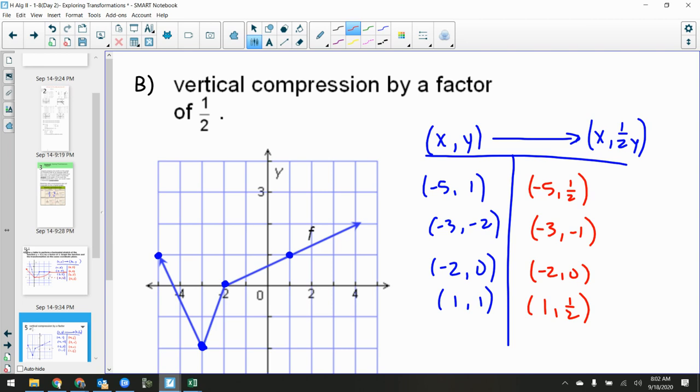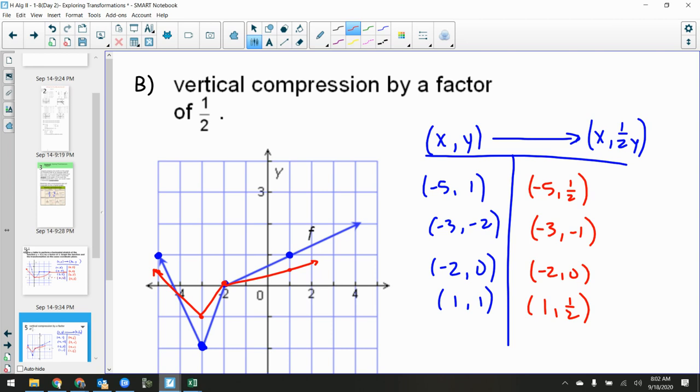Now again, you should try to visualize what's going to happen before you regraph it. It's always a good idea to try to think about, okay, what should happen? Vertical compression down toward the x-axis, right? Okay, so let's see if that actually worked. -5 comma 1/2, -3 comma -1, -2 comma 0, 1 comma 1/2. Okay, line in here, here, here. There we go. Did it actually vertically compress? Yeah, in my mind, it definitely did.